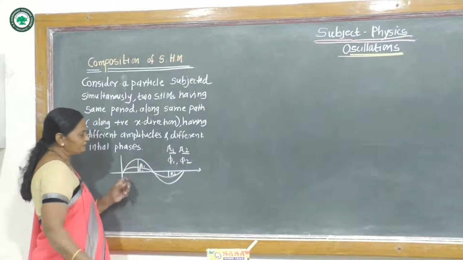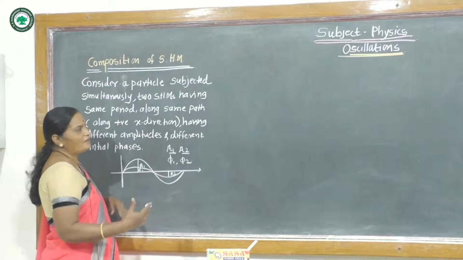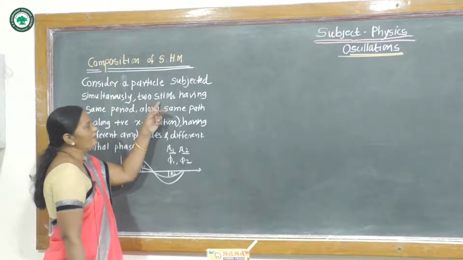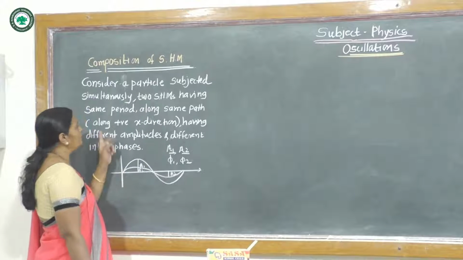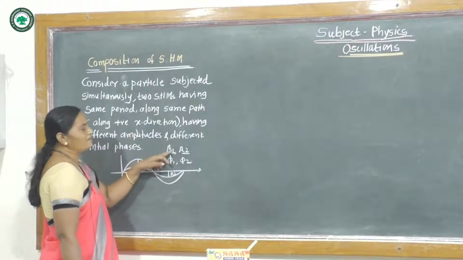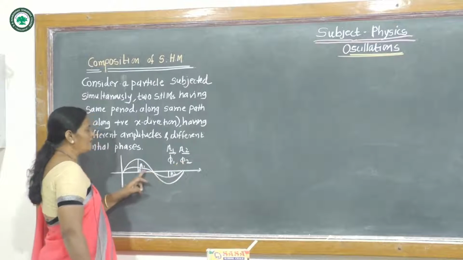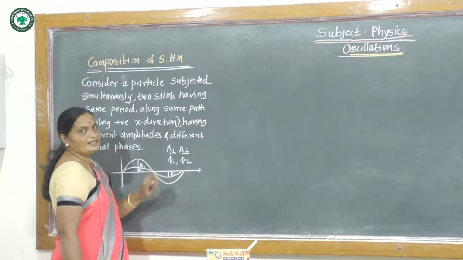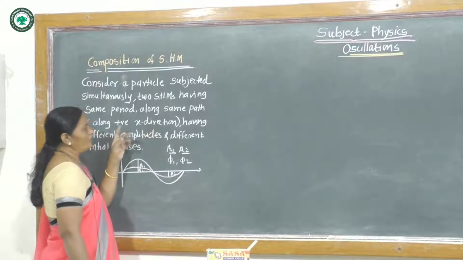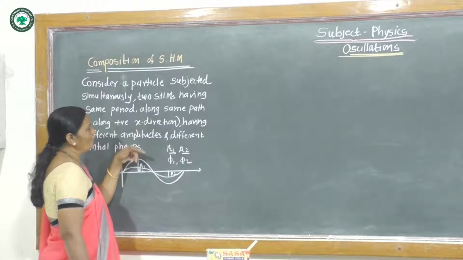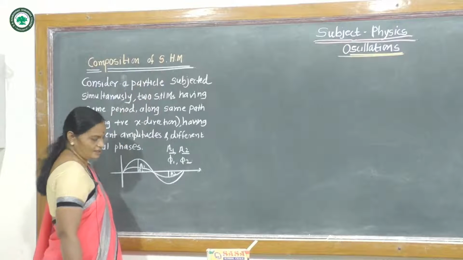Here we consider two SHMs, that is, two states when the particle performs simple harmonic motion. The two SHMs have different amplitudes and different initial phases, but the same period, traveling along the positive x direction. We combine them and find the composition of SHM.